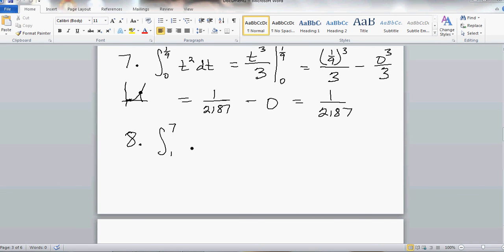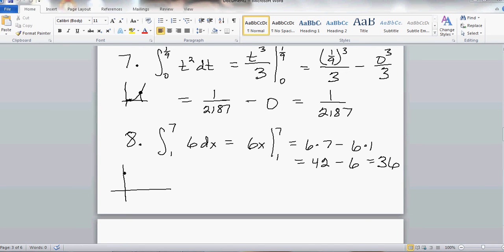Going from 1 to 7 of 6 dx. Well, the antiderivative of 6 is 6x. We're going to evaluate from 1 to 7. Plugging in 6 times 7 minus 6 times 1. 6 times 7 is 42. 42 minus 6 is 36. Now let's look at what this means. Suppose we were drawing this.